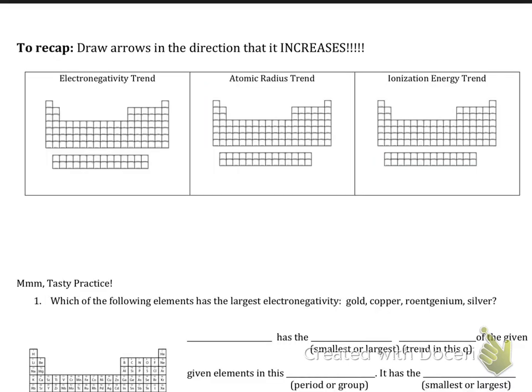So when you look at these trends, you have to be careful about the direction of arrows. When you see electronegativity, you know it gets bigger to the right and bigger up. Ionization energy also gets bigger to the right and up. But atomic radius is the strange one. It gets bigger to the left, going down. So every time you read questions about atomic radius, make sure you draw your arrows in the correct direction. You should be able to do the practice. Good luck.